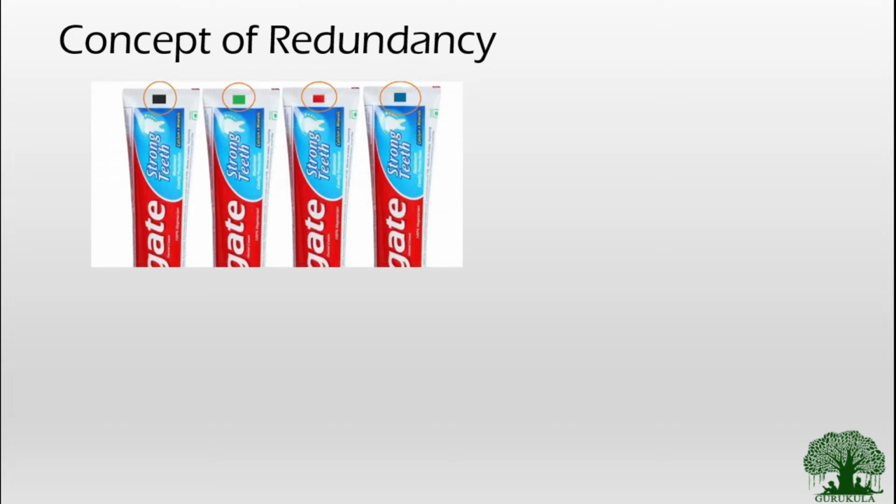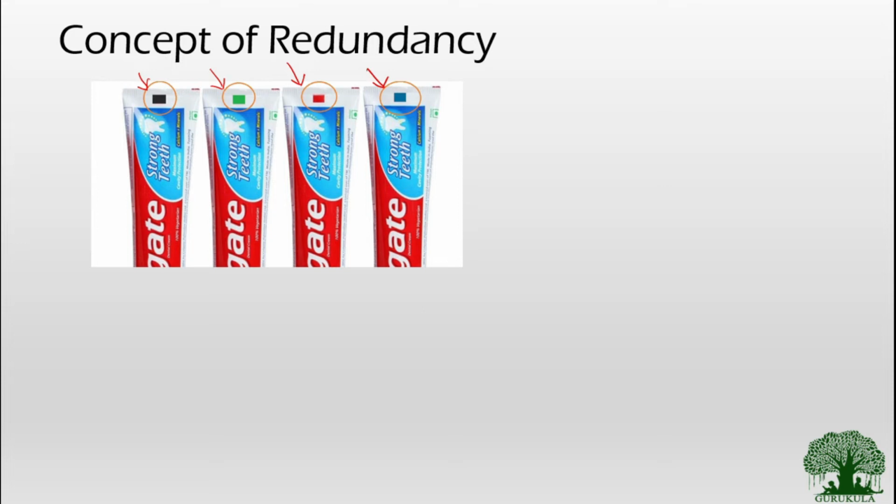So let us throw some light on what redundancy is. First of all, we will understand what redundancy is and then proceed with our further topic. When you look at this picture, this is a normal Colgate toothpaste that we buy at home. Have you ever seen these color markings on your toothpaste? You can see black, green, red and blue. These kinds of color markings are there on toothpaste tubes.